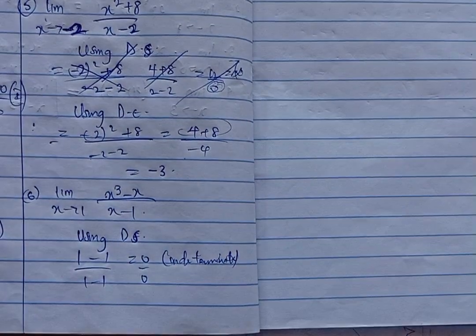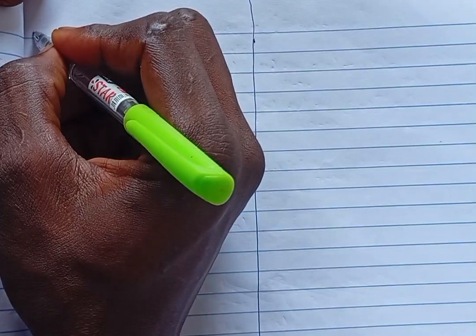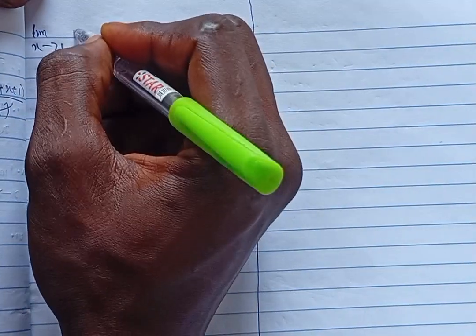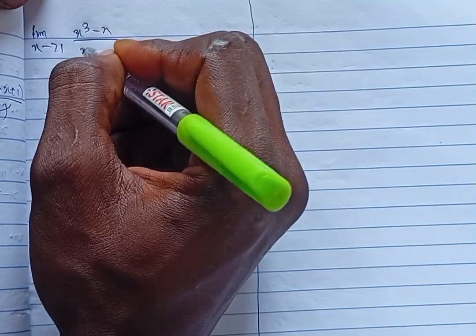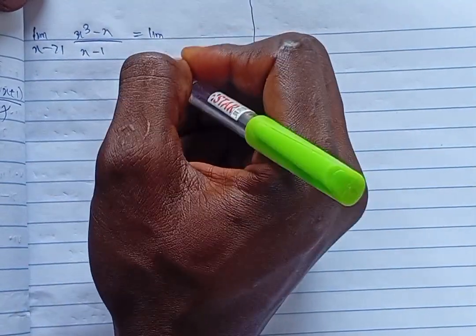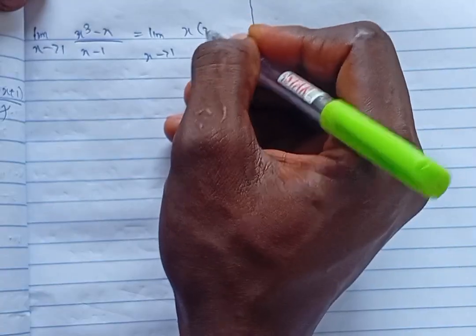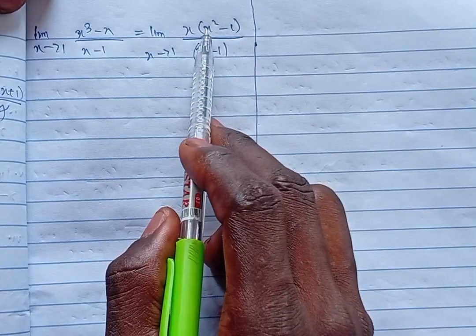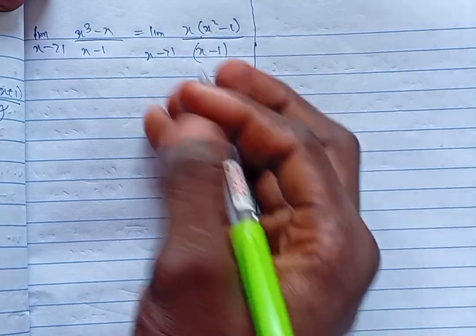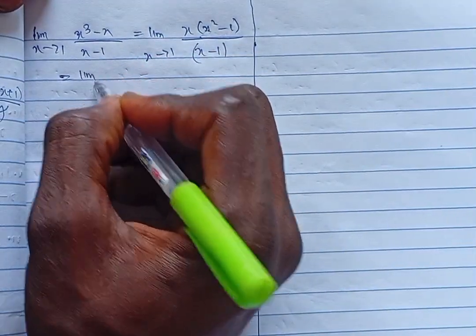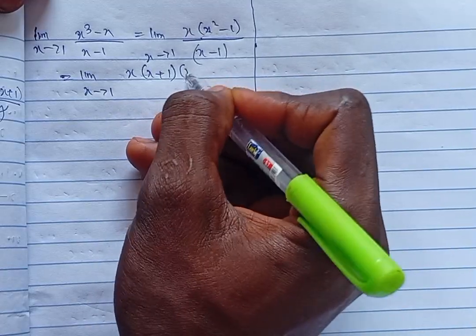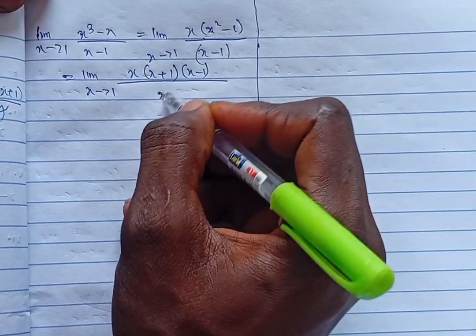So you can factorize by saying that the limit as x tends to 1 of this question is equal to the limit as x tends to 1 of x into x squared minus 1 over x minus 1. And you know that this one looks like difference of squares, so you can say that it is equal to the limit as x tends to 1 of x into x plus 1 times x minus 1, everything over x minus 1.